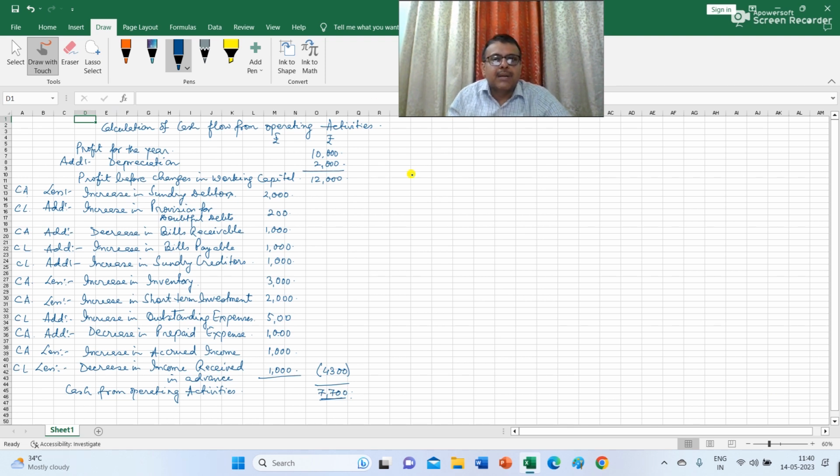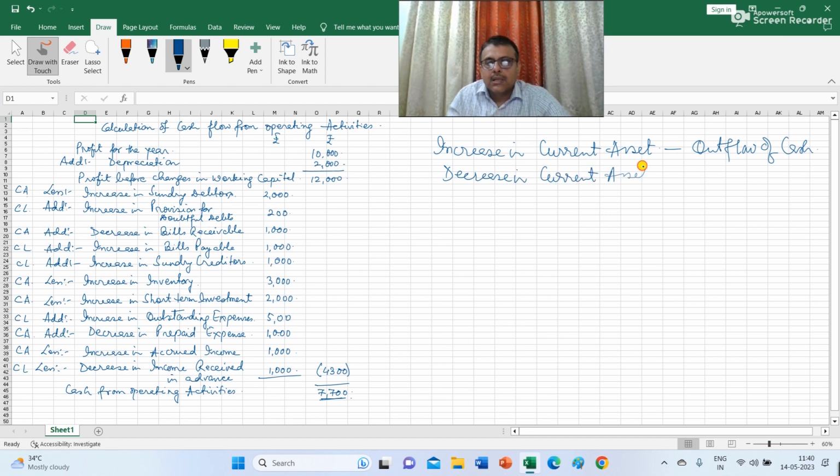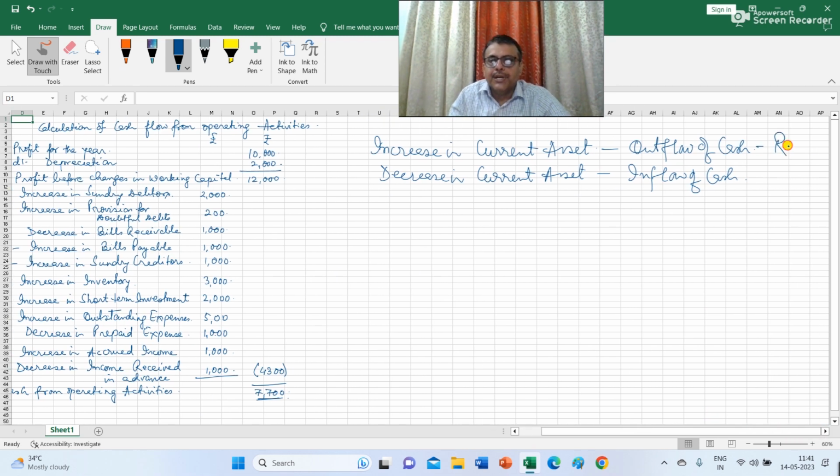So for your understanding, I am writing here in general concept that increase in current asset represents that there is an outflow of cash, and decrease in current asset is inflow of cash. So if there is an outflow of cash, we have to reduce the difference, and if there is inflow of cash, we have to add the difference.